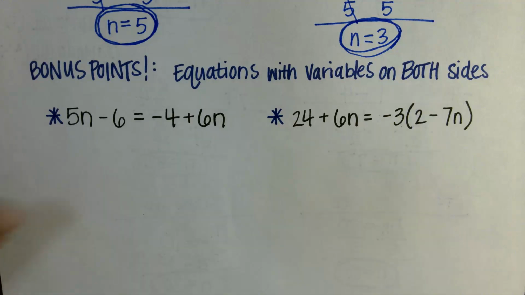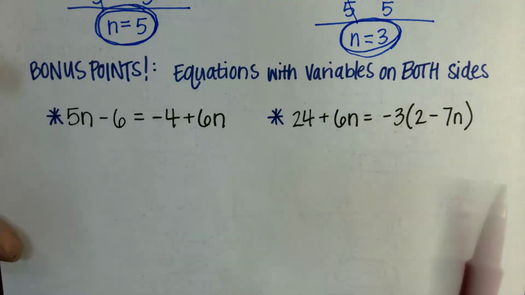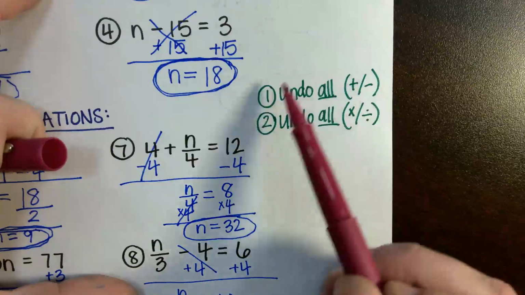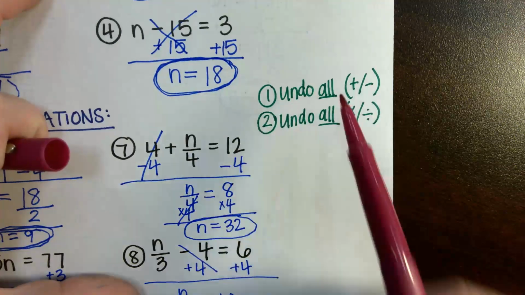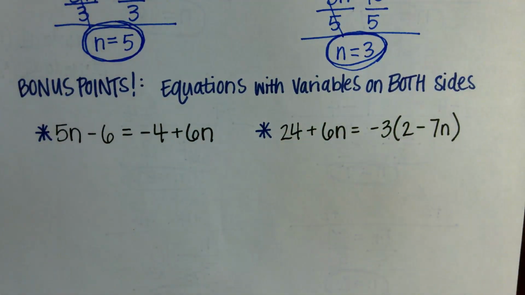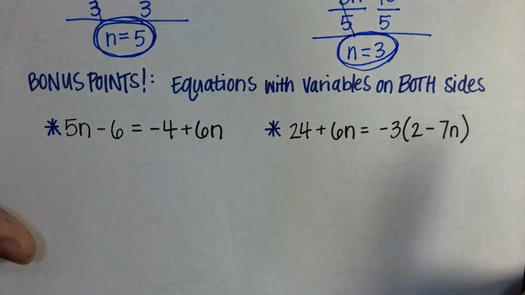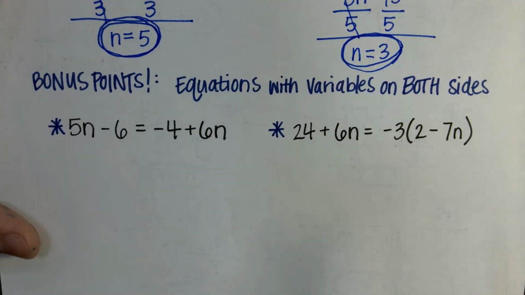So we only went over this type of equation very briefly in class, and that's why I decided to make them bonus questions. These are equations that have variables on both sides. So instead of just starting with undoing addition and subtraction and then multiplication and division, we do have one important step that we have to do first before any of that. Does anyone remember what needs to happen first? Yeah, we need to combine like terms.